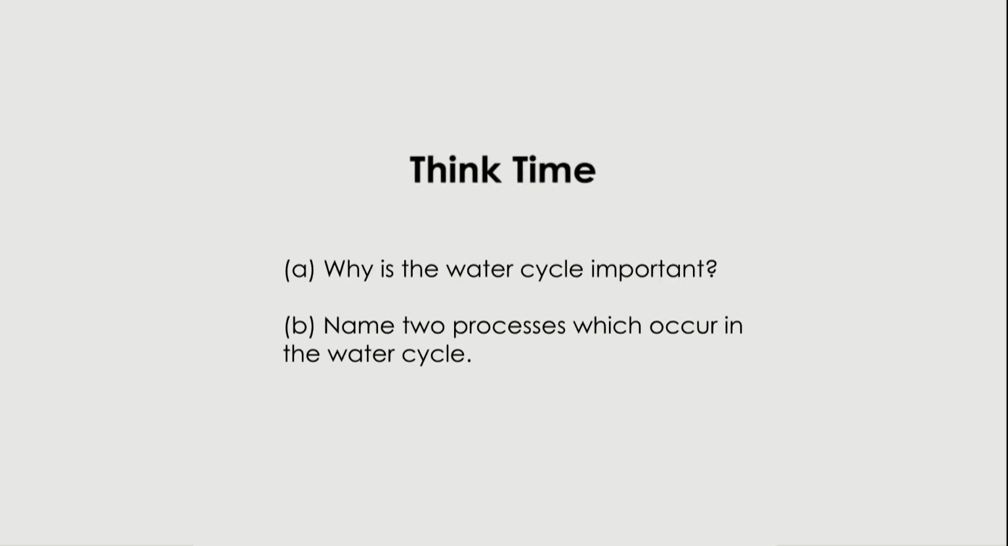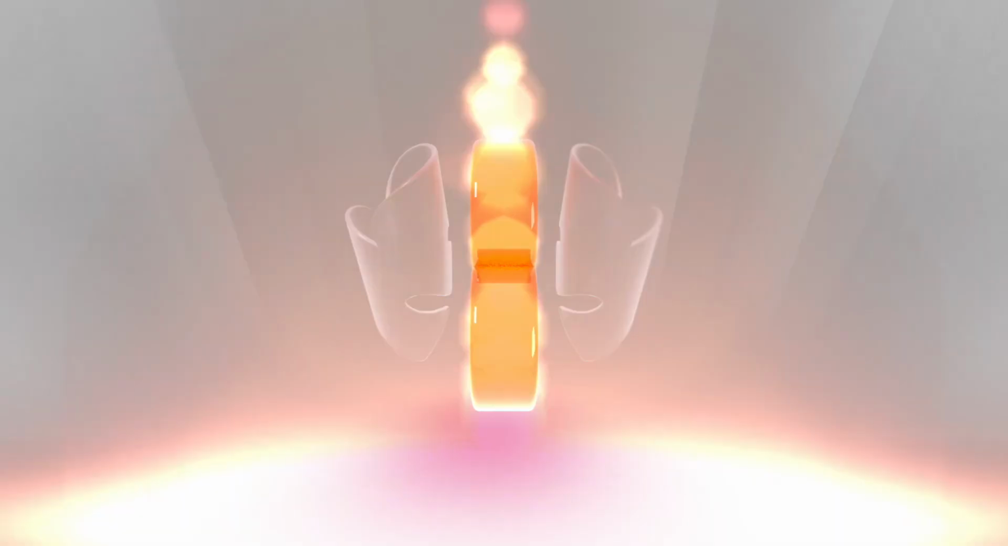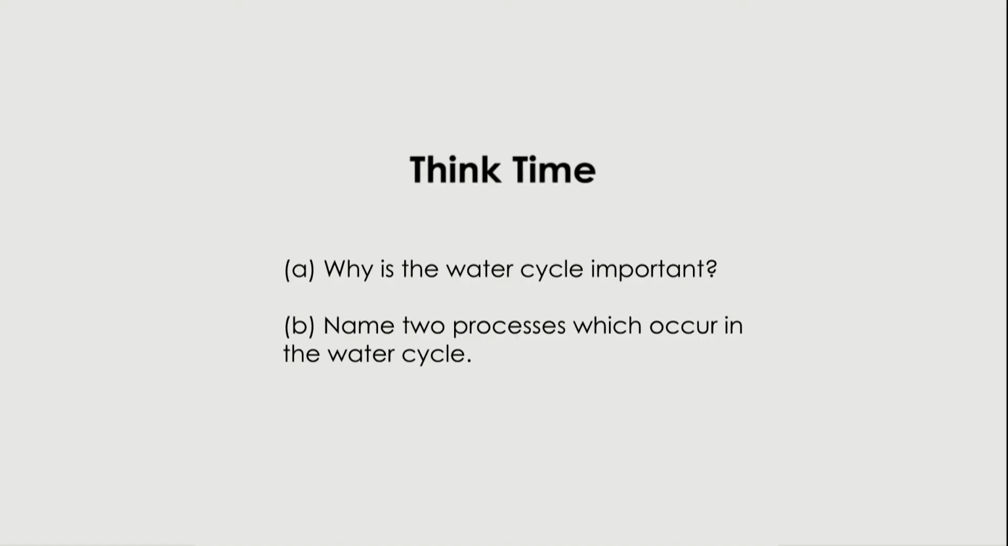Now, why is the water cycle important? Pause this video and have a think. So the water cycle is important because it ensures that we have clean and purified water as a resource. Again, because water is so important to humans and plants, the water cycle ensures that we get that clean water.